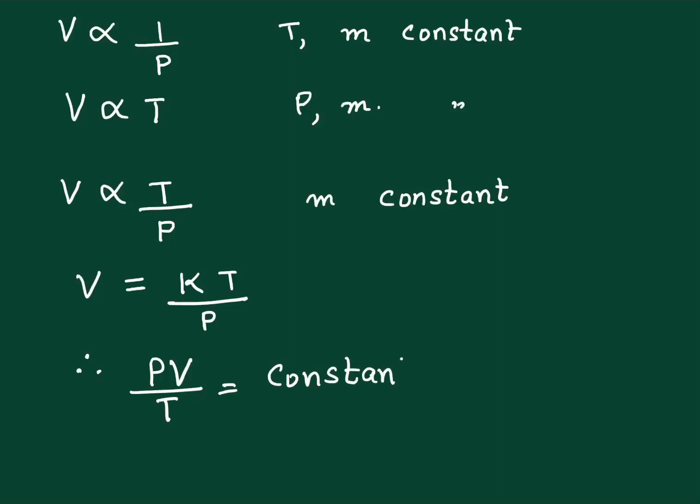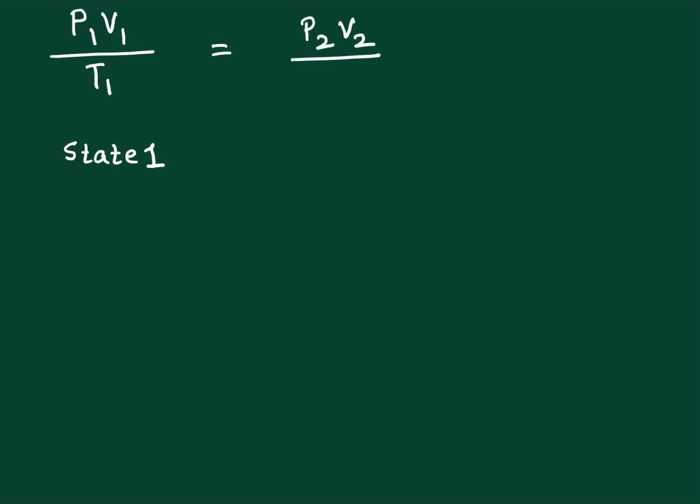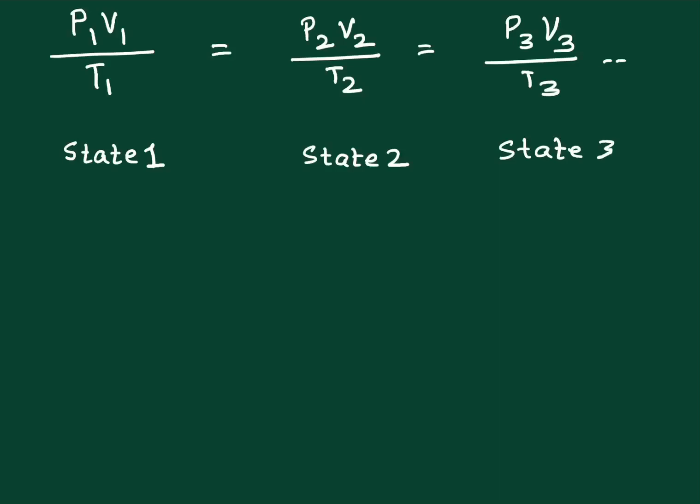Now, as you have seen earlier, we are going to derive a simple formula from this. So, we have P1 V1 upon T1 when the gas is in state 1, equals P2 V2 upon T2 when the gas is in state 2, equals P3 V3 upon T3 when the gas is in state 3, and so on and so forth. In our calculations we will be using this set of formulas.